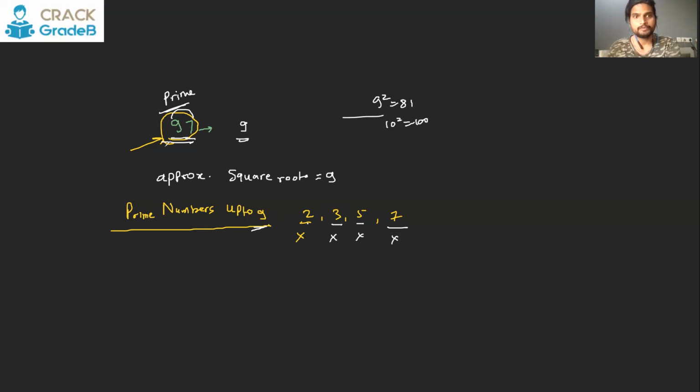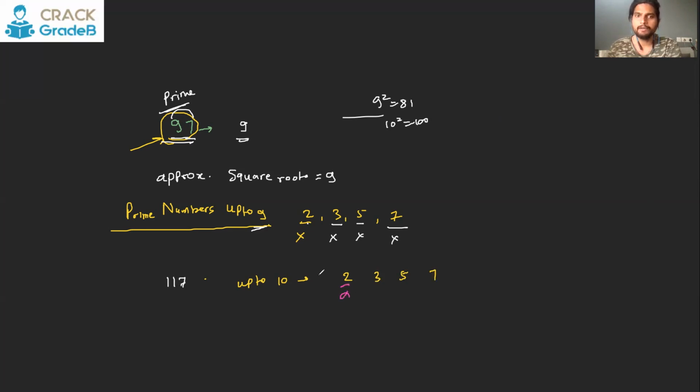Okay. So now let's take one more example. If I need to check whether 117 is prime or not. So the approximate square root will be 10, because 11 square is 121. It goes beyond that. So up to 10, you just need to check all prime numbers. So 2, 3, 5, 7, only these 4 numbers we need to check with.